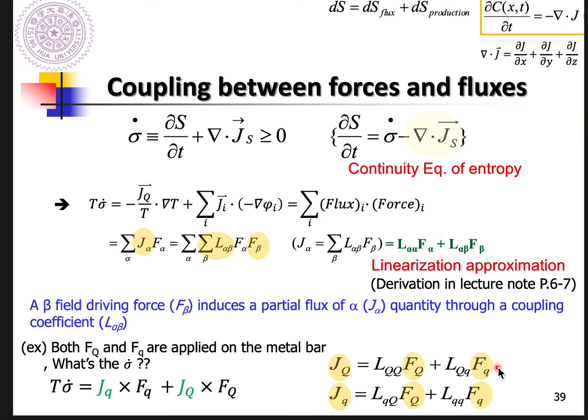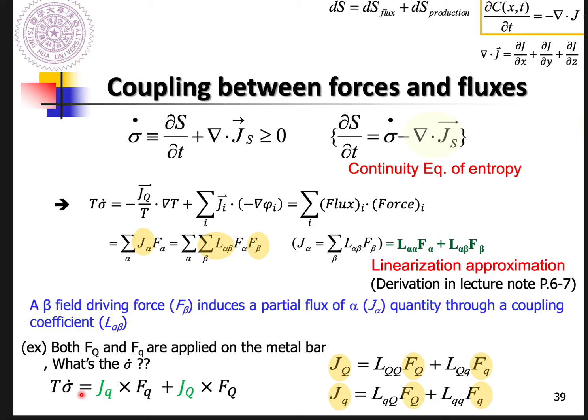Okay, so as long as you have the heat flux and current density, you can put them in here, multiply by F small q and by F capital Q, then sum these two terms up, and you get the entropy production rate per volume. This is how we deal with a system being applied with two driving forces.